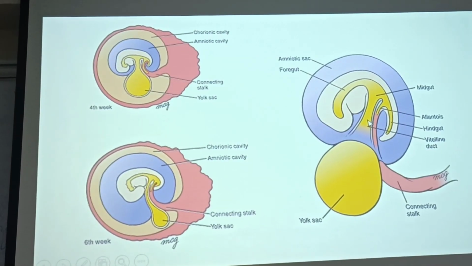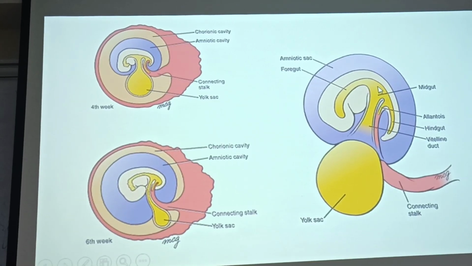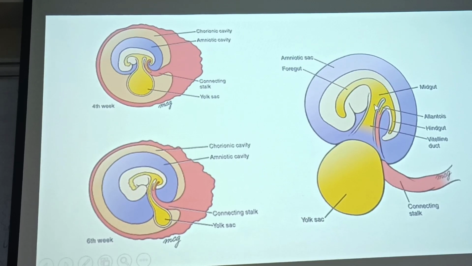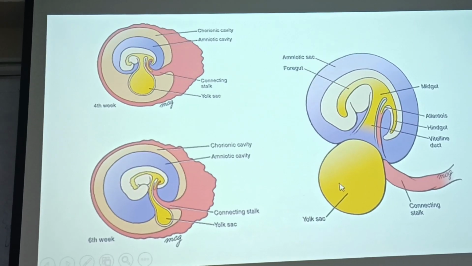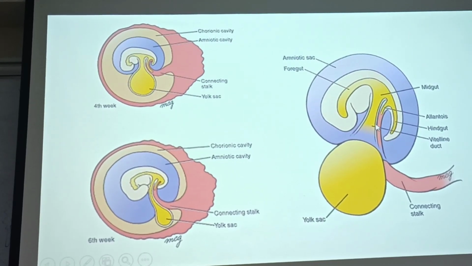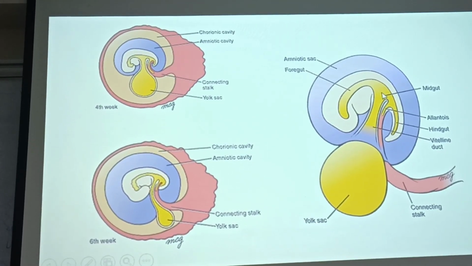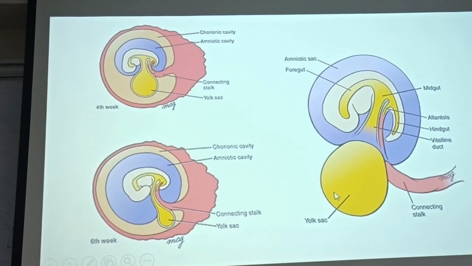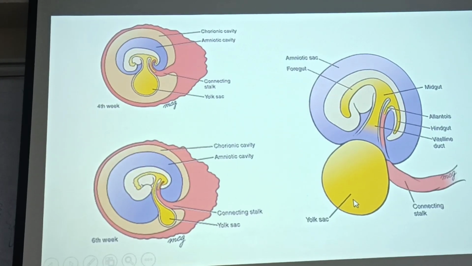In this picture, you can see again the primitive gut. As you see in this picture, the midgut connects to the yolk sac by the vitelline duct. Midgut is here, vitelline duct is here, and yolk sac is here.